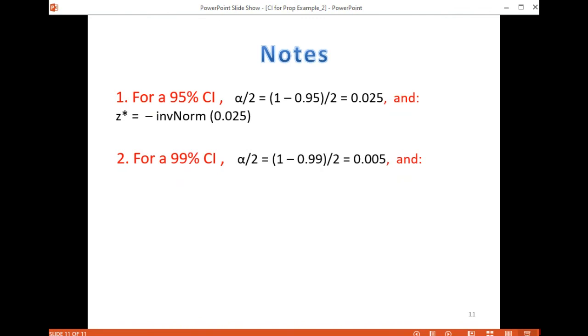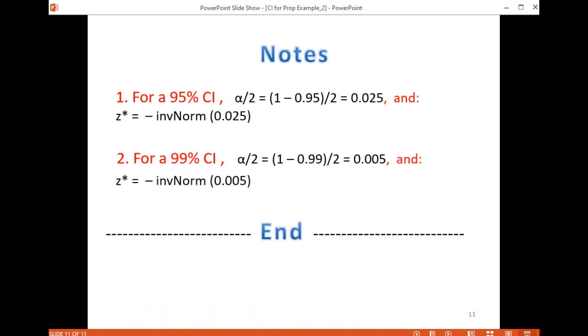For 99%, the alpha over 2 would be 0.005, and plugging that in for your z into the minus inverse norm, you will get... I didn't do them. So I'm leaving those for you as exercises. And that brings us to the end of this.